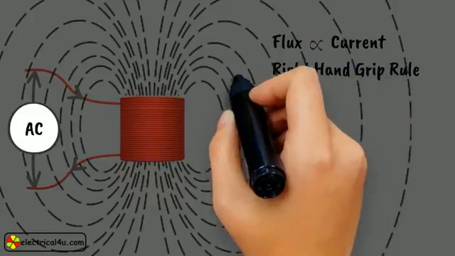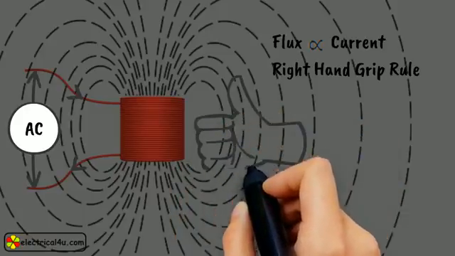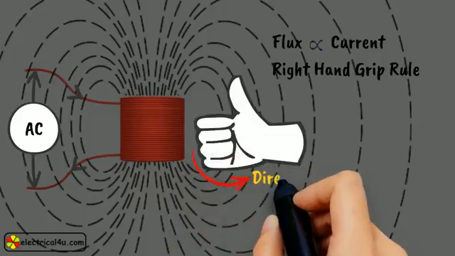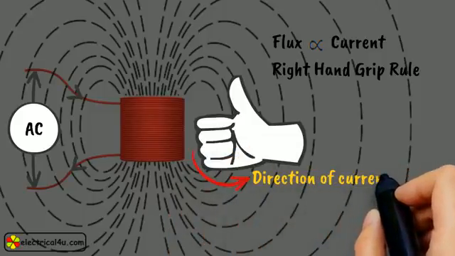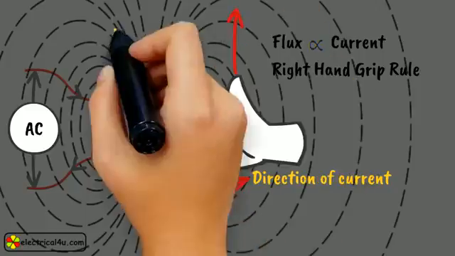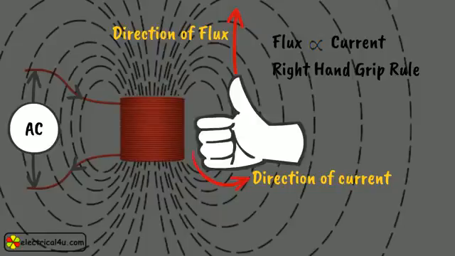This rule states that when we grip our right hand with stretching the thumb along the axis of coil or winding and other four fingers along the direction of current in the coil, then the thumb indicates the direction of produced flux inside the coil along the axis.